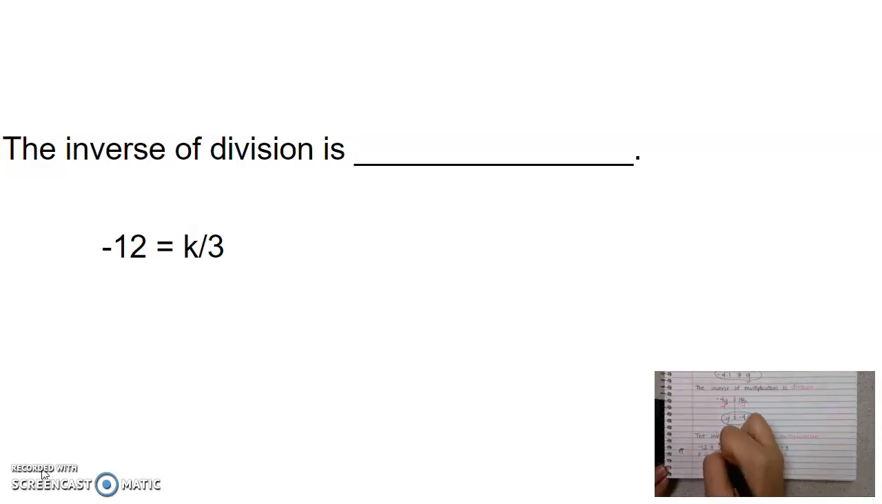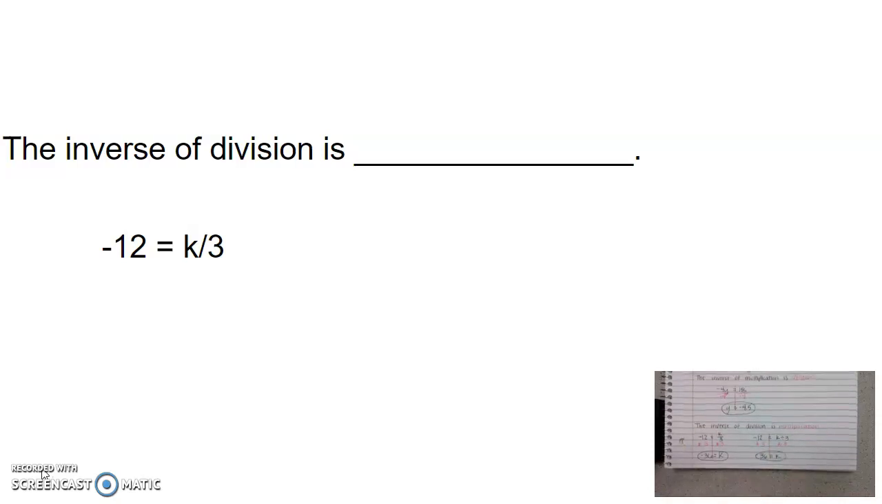k is now alone. k over 3 multiplied by 3 is just k. Negative 12 times 3 is a negative 36. Since k is the only thing left over here, I am finished. Same thing over here. Again, it just looked different, so I wrote it out twice. And those are our 4 different types of problems.